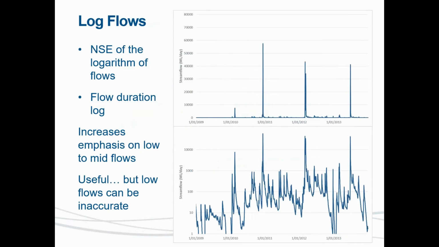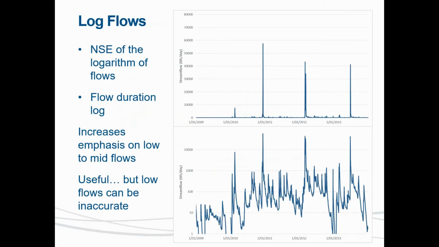A variation on these three objective functions that I wanted to mention is to take the logarithm of the modeled and observed flows. In our charts on the right-hand side, the first one shows a flow time series in your standard y-axis. In the bottom chart, we're seeing the same flow transformed on a logarithmic y-axis. And as you can see, it emphasizes the low flows much more.